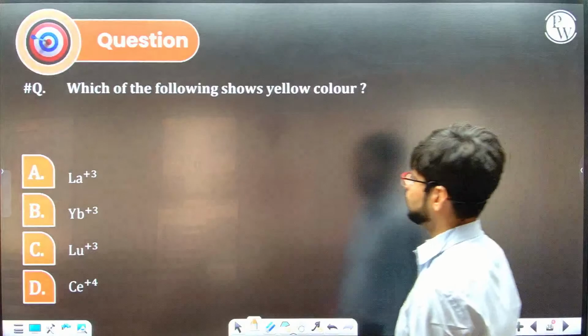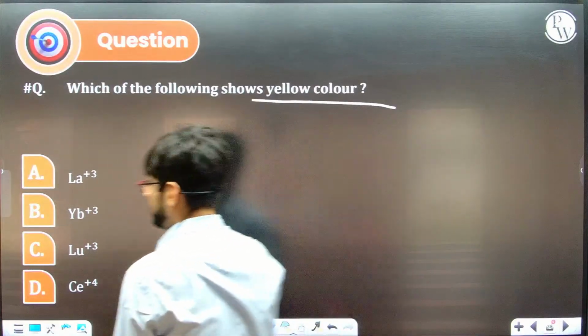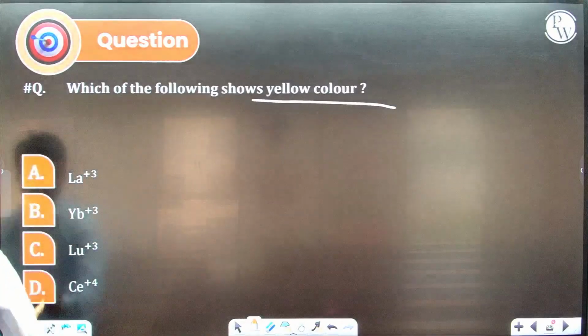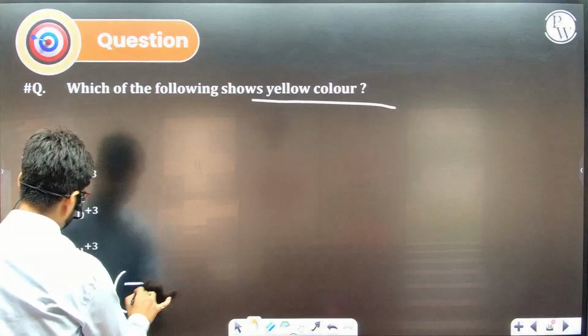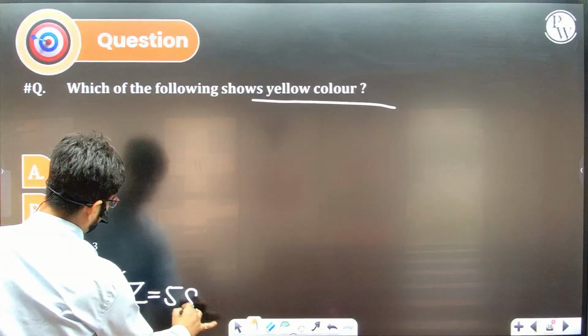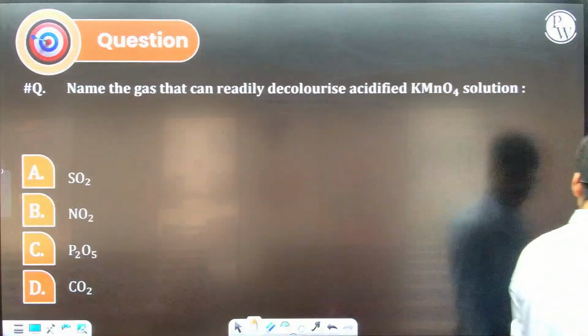Next question. Which shows yellow color? This is very interesting. You have to remember that Ce4+ is yellow. Ce is cerium. Atomic number is 58. Very, very important concept. Ce4+ is yellow in color.